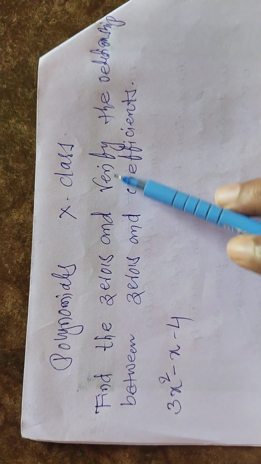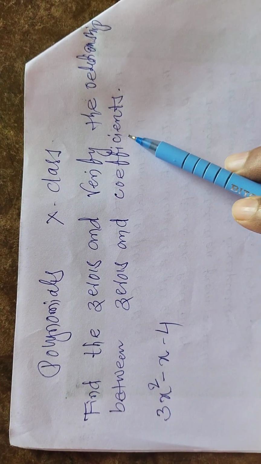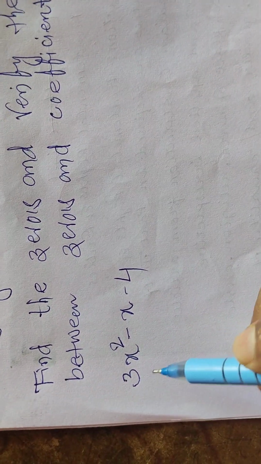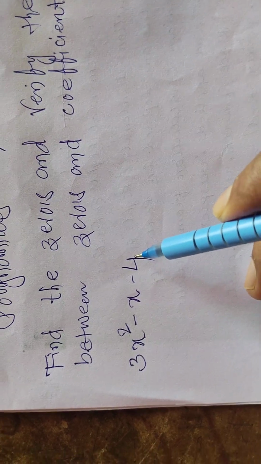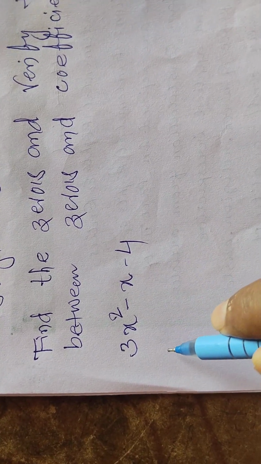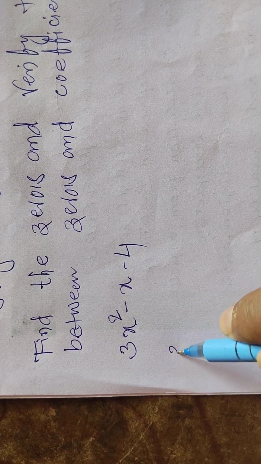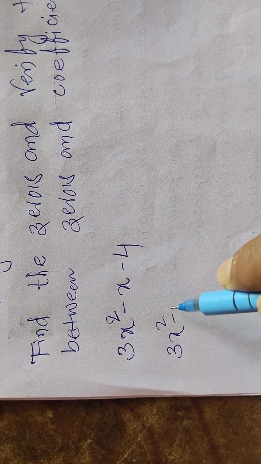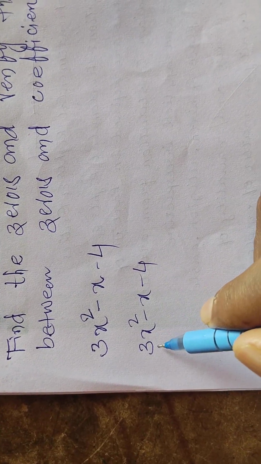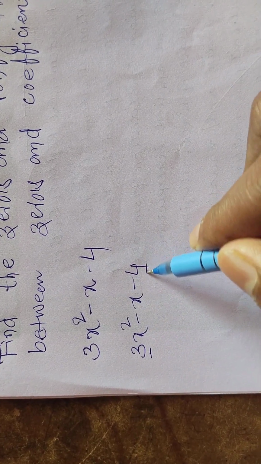Find the zeros and verify the relationship between zeros and coefficients. Here we have one more question: 3x square minus x minus 4. Let me write 3x square minus x minus 4. Here the coefficient of x square is 3 and the constant term is minus 4.